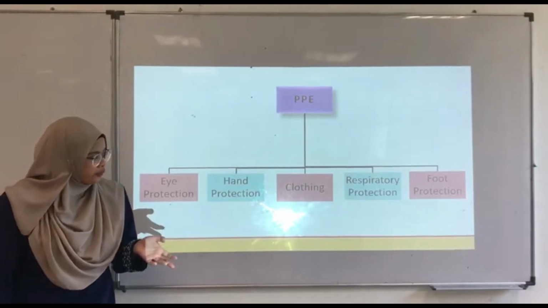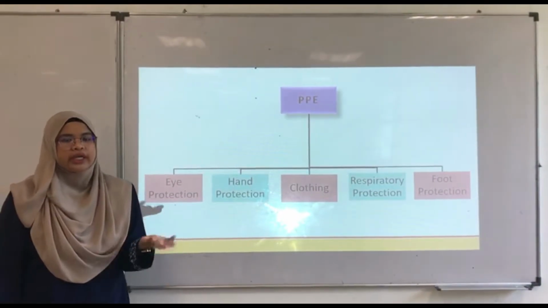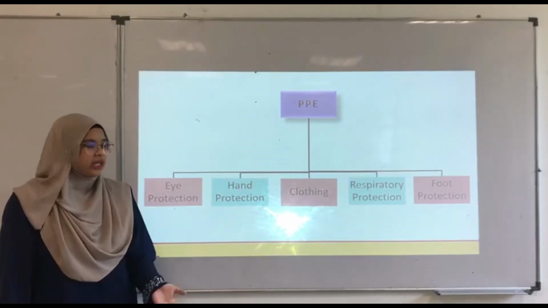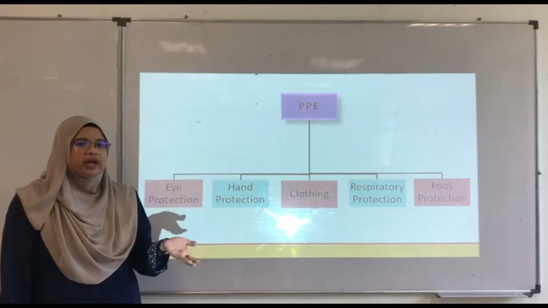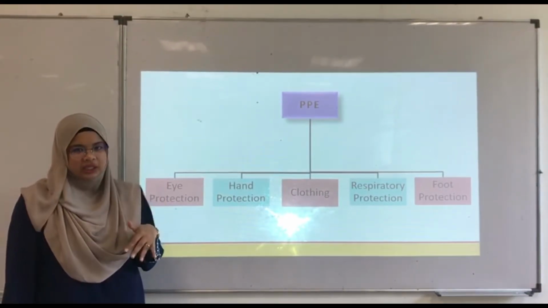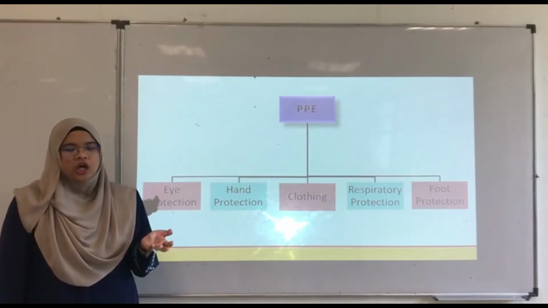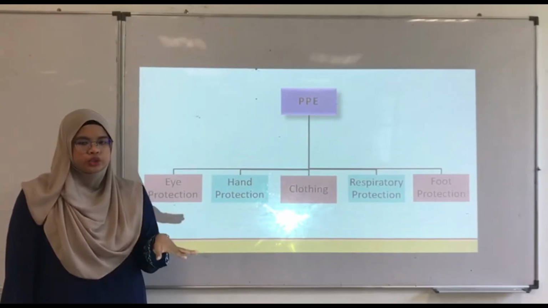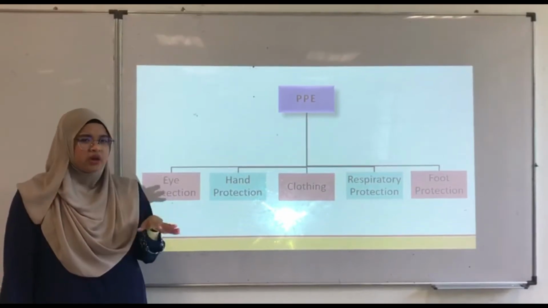And then clothing. Usually we wear a lab coat in the laboratory to protect our body. And then respiratory protection, where we need to wear a mask so that we cannot smell the chemicals directly. The last one is foot protection. Usually in the laboratory, we wear closed shoes to protect our feet from chemicals.